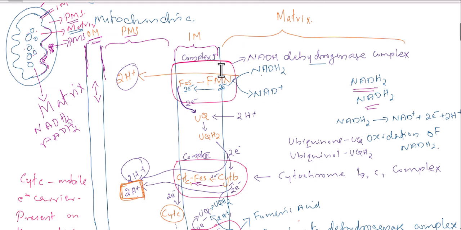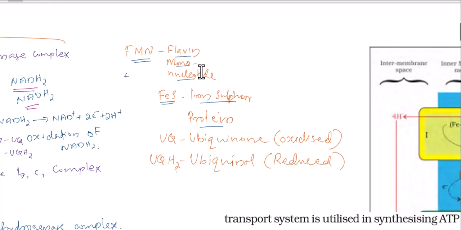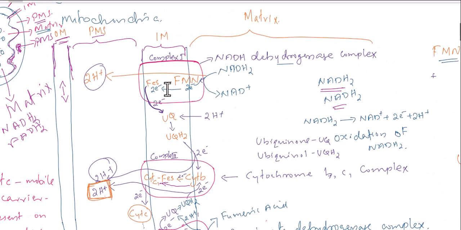Complex 1 has two members, FMN and FeS. FMN is flavin mononucleotide, and the other one is an iron-sulfur protein. Together they form this unit, and they are responsible for the oxidation of NADH2.